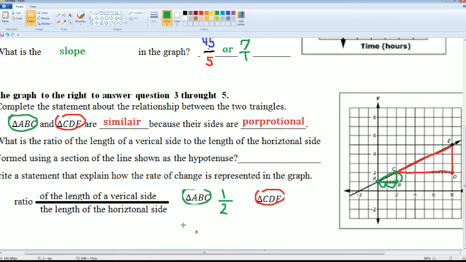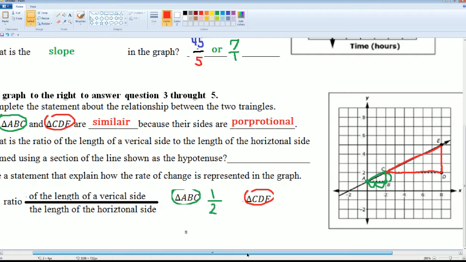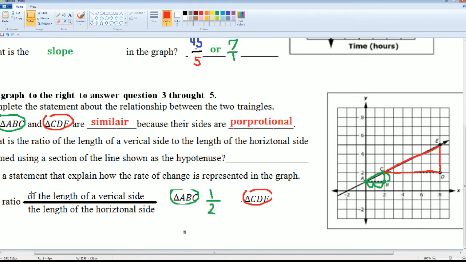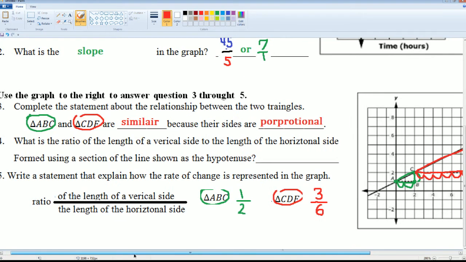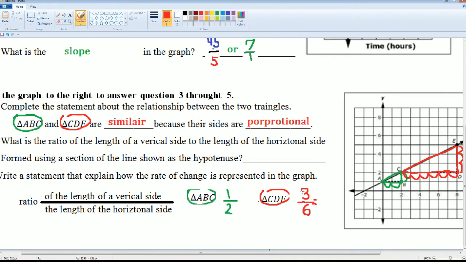Okay. Now we want to grab CDE. What is CDE's ratio? Let's count that. So the length of the vertical side. The vertical side is the up and down. So this is 1, 2, 3. So that is 3. Divide it by the horizontal side. Let's count that. 1, 2, 3, 4, 5, 6. 3 over 6. Okay. So, 3 over 6, that can be simplified. If you put it in the calculator, you get 1/2. Because you could divide the top by 3 and you could divide the bottom by 3. You could pull out a GCF of 3 basically. Okay? Ooh, they're the same.